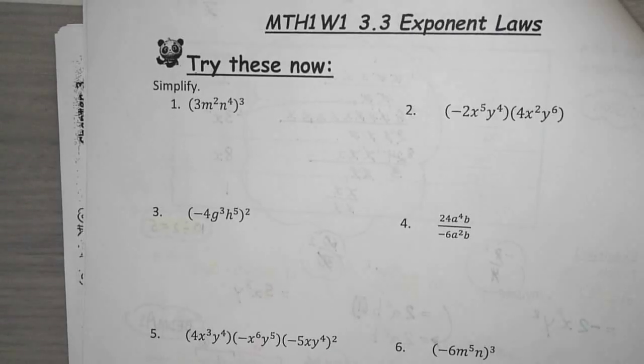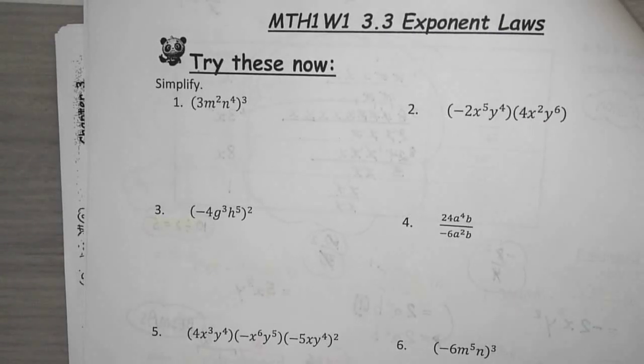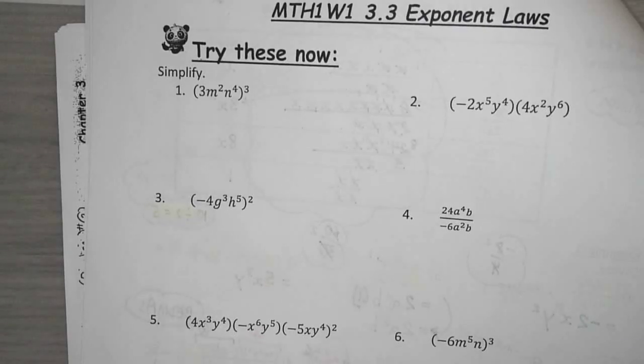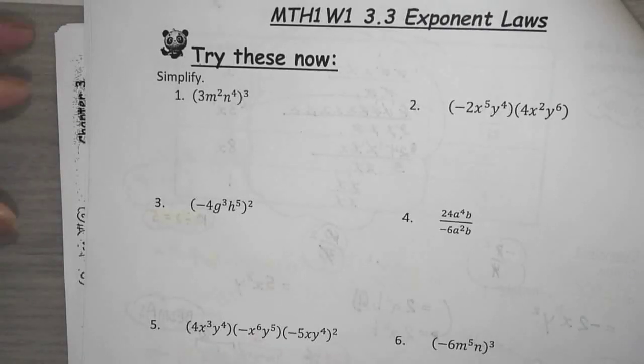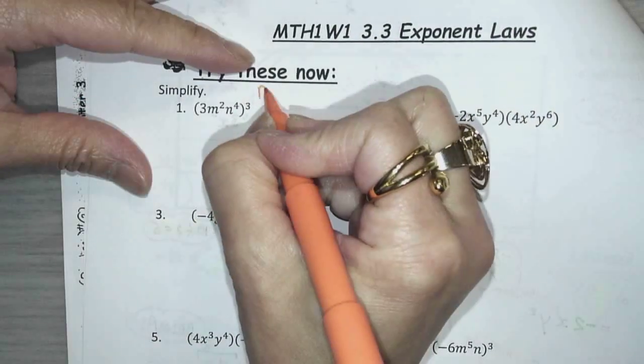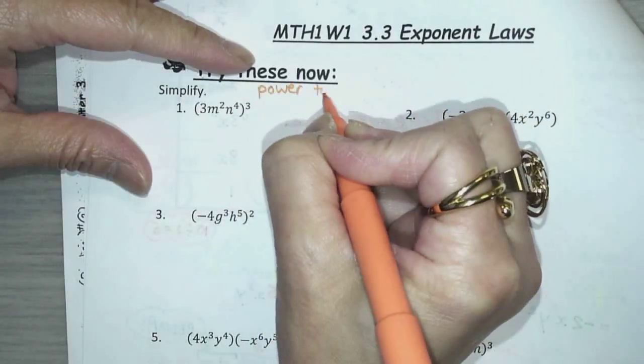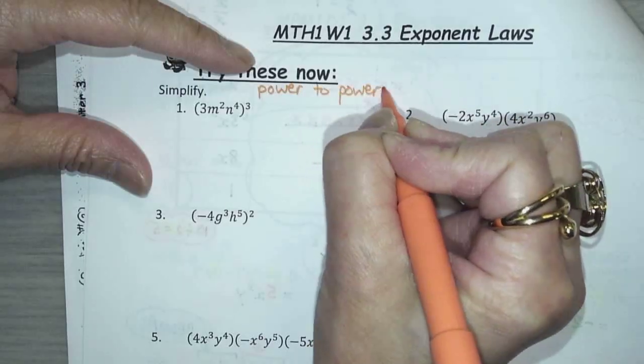So for the end of the 3.3 exponent laws lesson, we're going to do the "Try These Now." This is going to consolidate the 3 laws that we now know. So now we know 3 different exponent laws. When we have this one here, I'm going to name them as I'm doing them. So this one here is the power to a power. So let's identify them first.